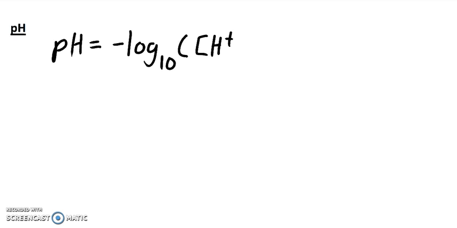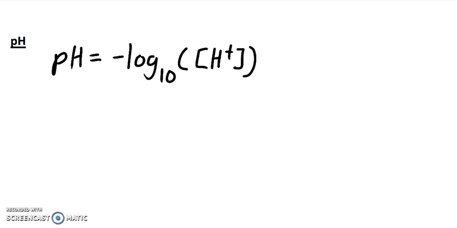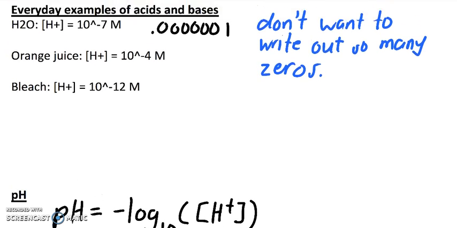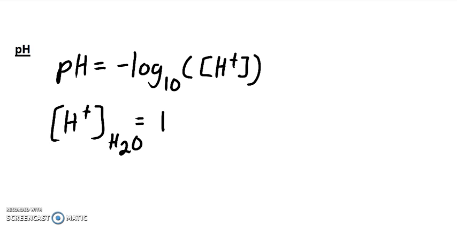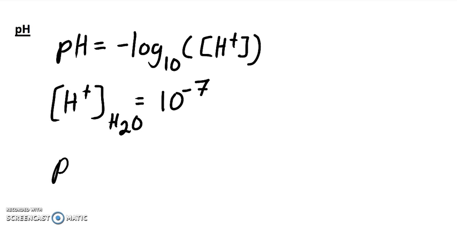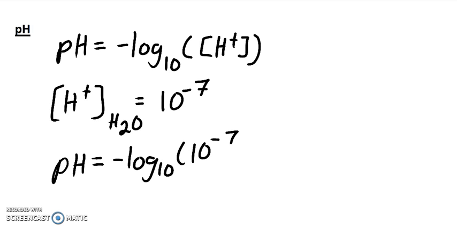So what is pH? One definition for pH is the negative log base 10, that's important, and then here goes the concentration of your protons. So let's take water, for example. According to my data, the concentration of protons in H2O was 10 to the negative 7th. So let me plug that into my pH equation: negative log base 10, 10 to the negative 7. And that number just came from right there.